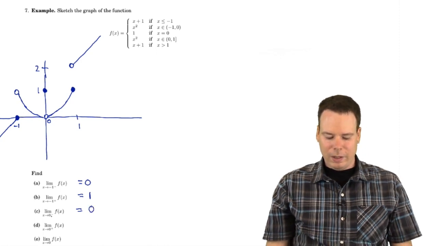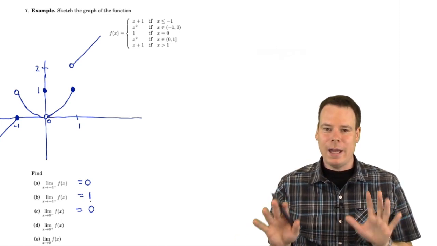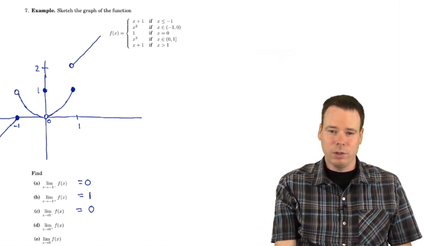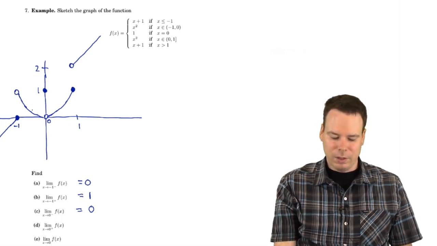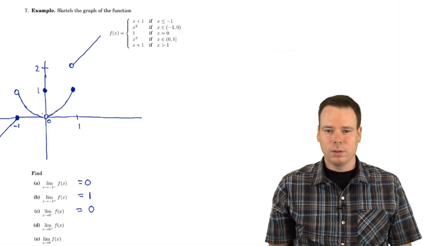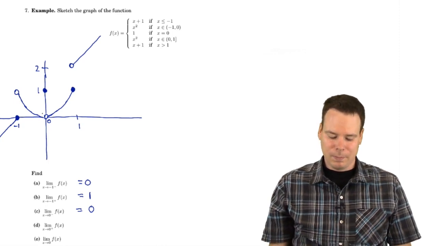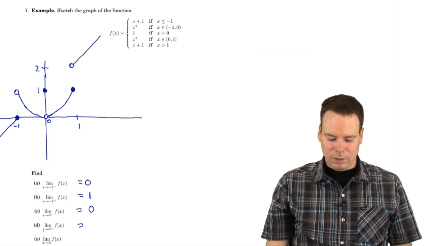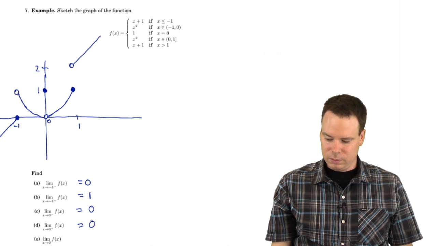So what's going on around 0? The function's getting close to 0. Notice I don't care what's going on at 0. At 0, the function's a completely different value. It's 1. But the limit is 0 because that's where the function values are heading towards. I don't care what's going on at the point, just what's going on near the point. What's going on as x goes to 0 from the right? Still, I'm heading towards 0.